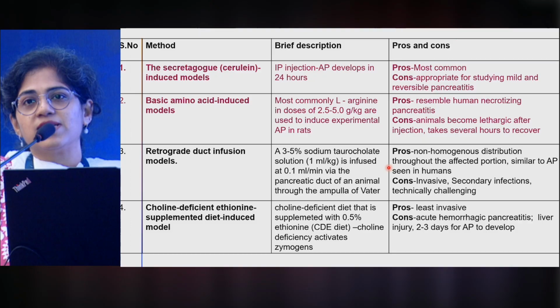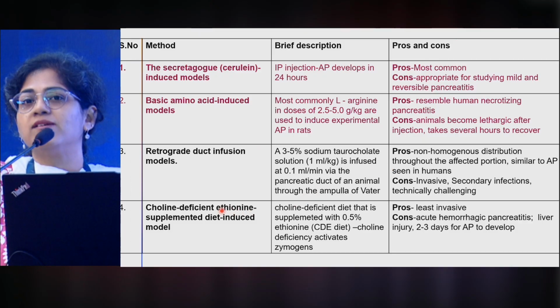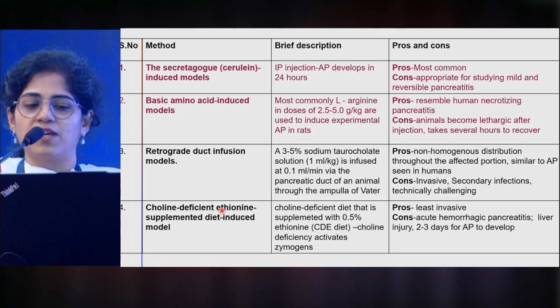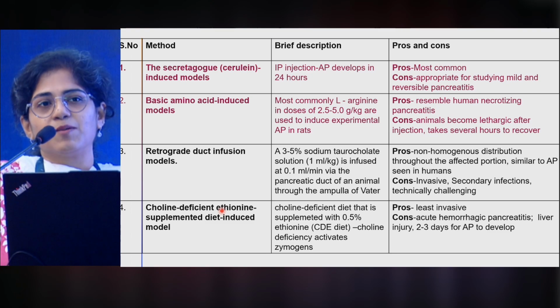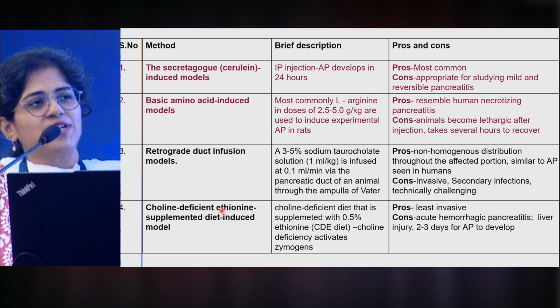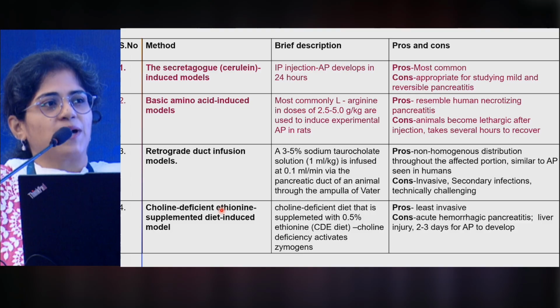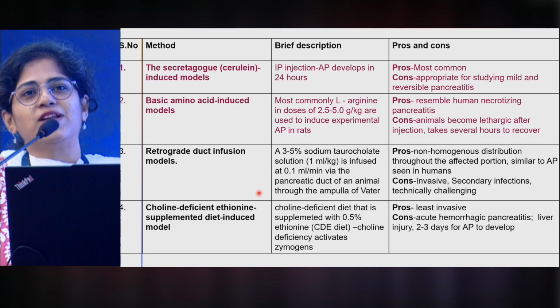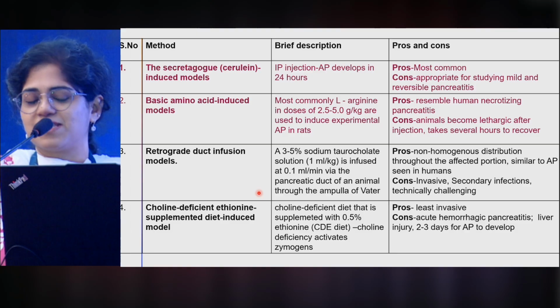And the last model is the diet model. It is the choline-deficient diet, supplemented with ethionine. This leads to the development of acute pancreatitis, but it usually takes some 2 to 3 days for the acute pancreatitis to develop. It's one of the least invasive models among all those that I have discussed before.